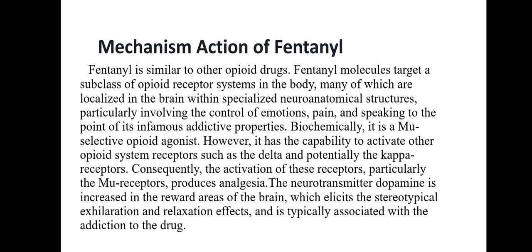However, it has the capability to activate other opioid receptor systems such as delta and potentially the kappa receptors. Consequently, the activation of these receptors, particularly the mu receptors, produces analgesia. The neurotransmitter dopamine is increased in the reward areas of the brain, which elicits the stereotypical euphoria and relaxation effects, which is typically associated with the addiction to the drug.